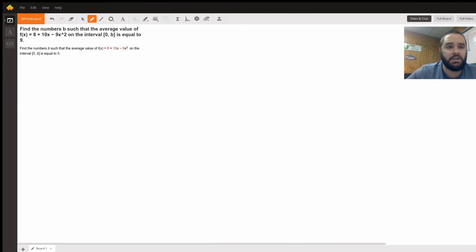So our question is to find the numbers b such that the average value of this function f of x equals 8 plus 10x minus 9x squared on the interval from 0 to b is equal to 9. So first, let's note the formula. It's equal to 1 over b minus a times the integral from a to b of whatever our function is.